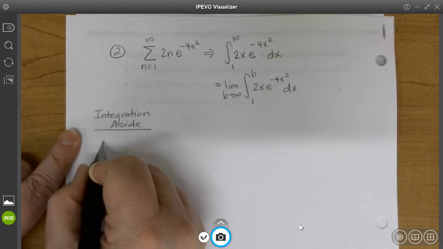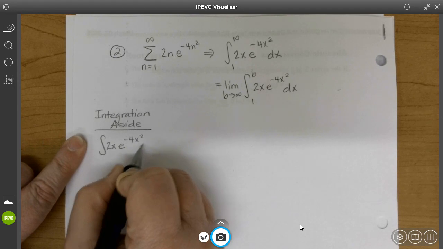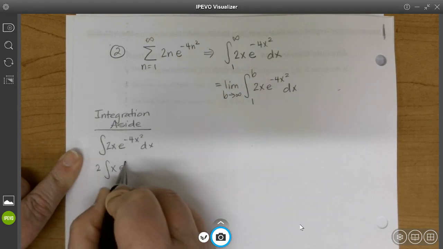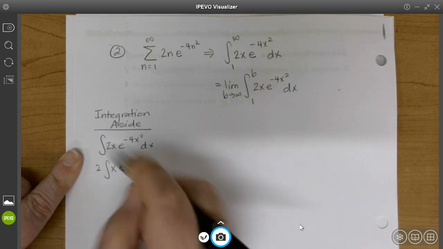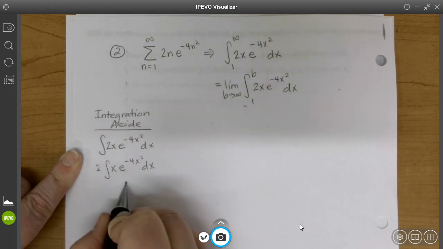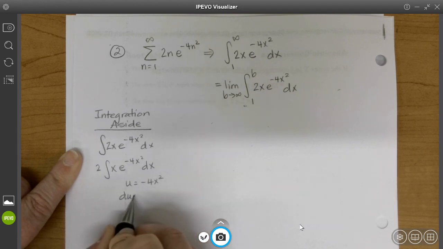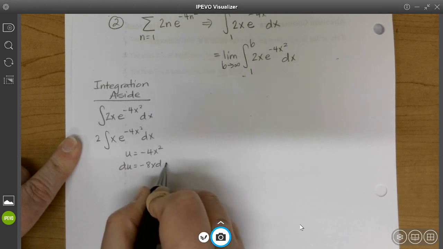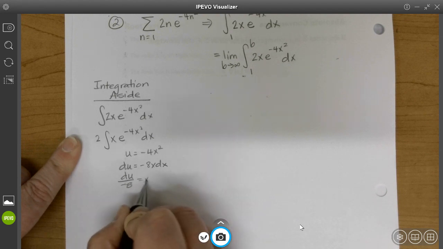There it is. We're going to integrate 2x e to the negative 4x squared dx. And I'm going to bring the 2 out in front: 2 times the integral of x e to the negative 4x squared dx. And then we're going to let u equal negative 4x squared. du equals negative 8x dx. Dividing by negative 8, we get du over negative 8 equals x dx.